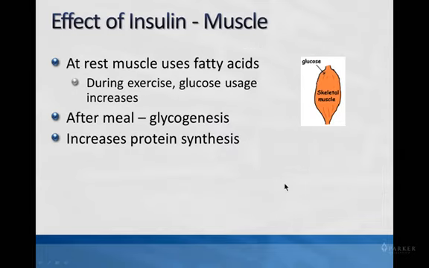Let's look at its effects on muscle. Now muscle, when you're resting, you're not active, loves to use fatty acids. There's a preference for it. When you exercise, the utilization of glucose does increase. Now, when you exercise, the permeability to glucose increases, so you really don't need a lot of insulin when you're exercising.